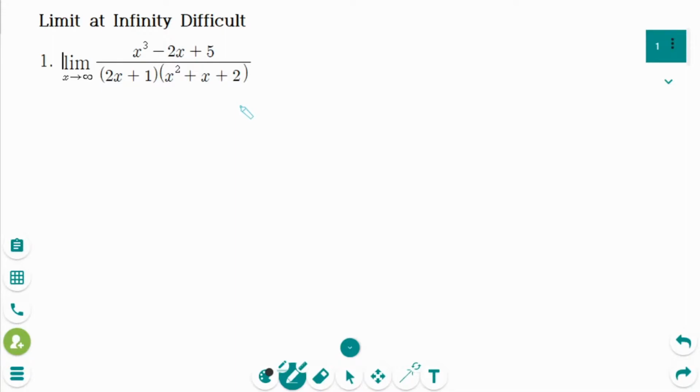To solve, we need to find the highest power of x in the denominator. We can see from 2x times x squared, that is the highest power has a degree of 3. The next step is to divide by x cubed on each side, like this.